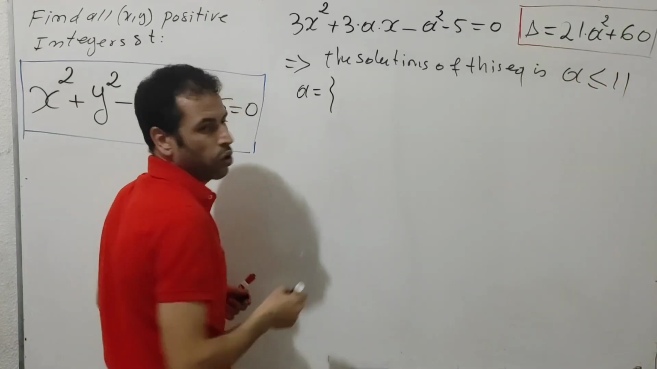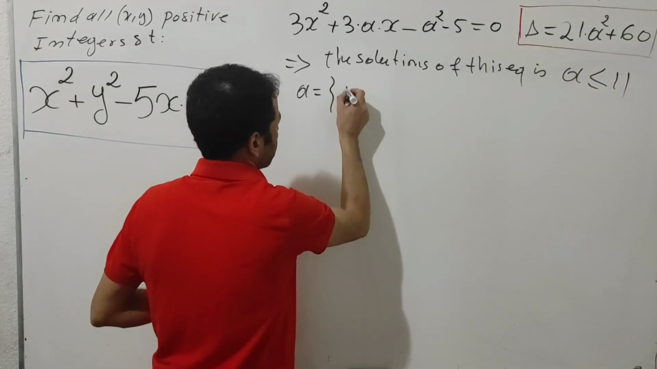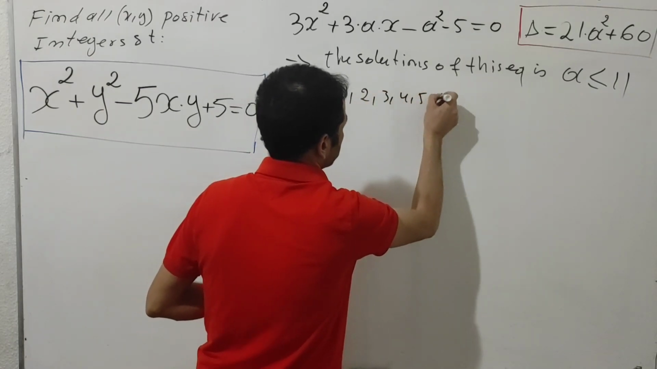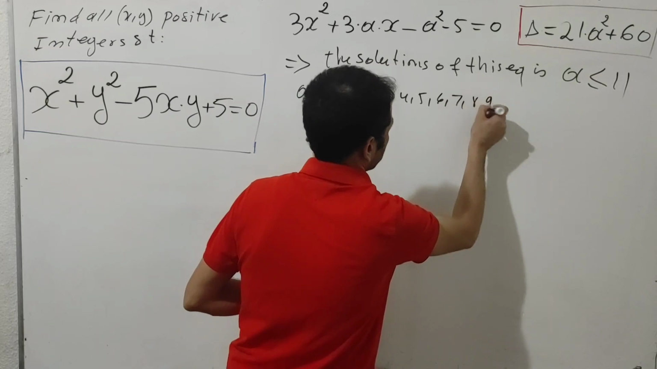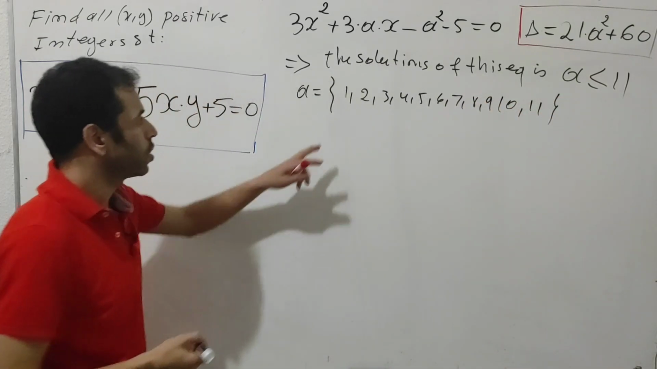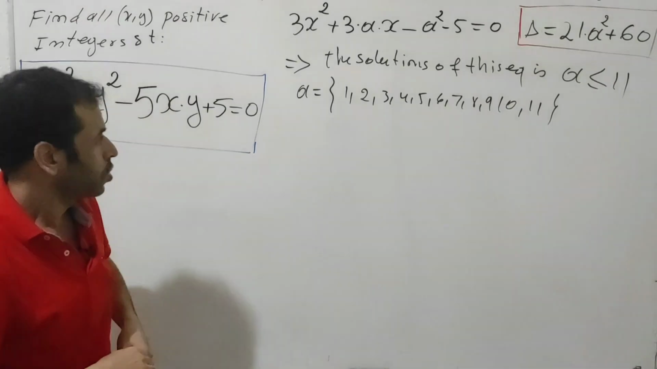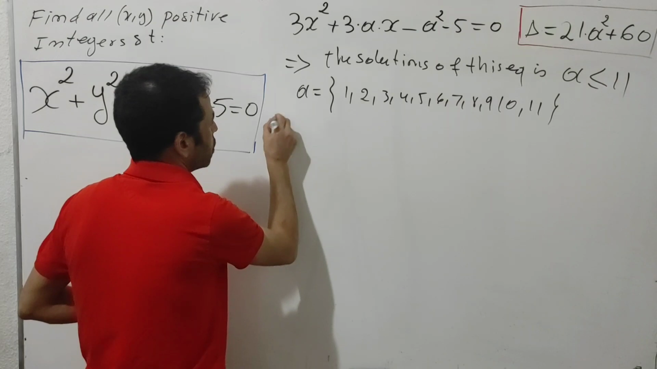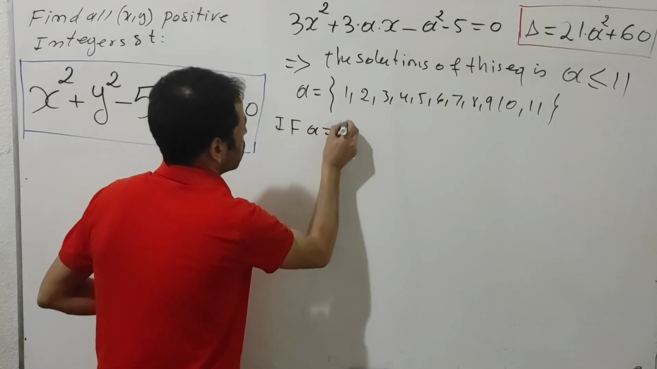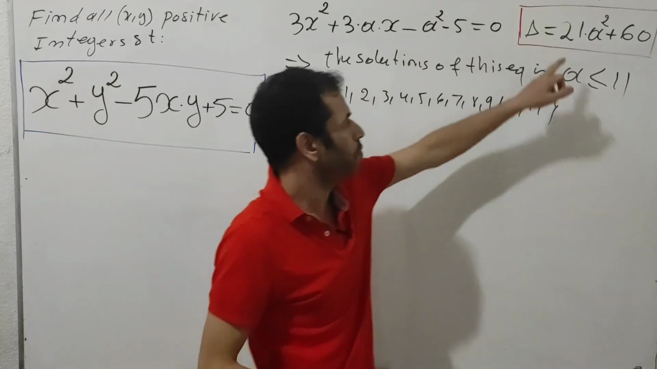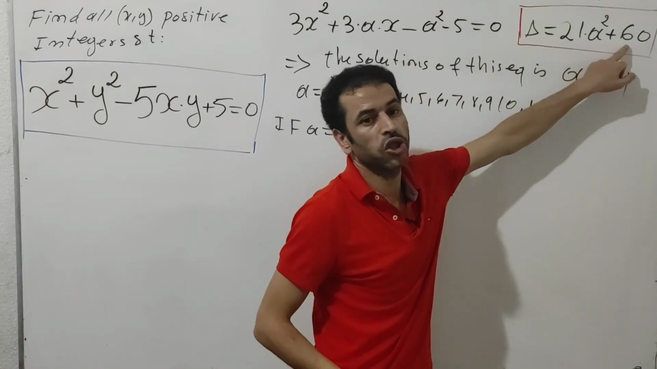To check all the cases, 1, 2, 3, 4, 5, 6, 7, 8, 9, 10, 11, as a positive integer. So I'm going to check when a equals 1. Then this term becomes 21 plus 60, which is 81.